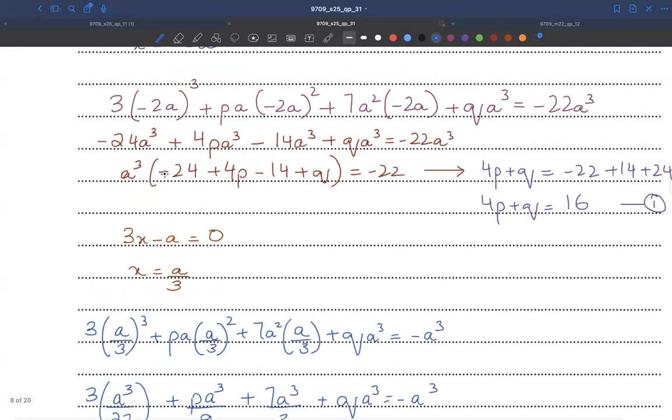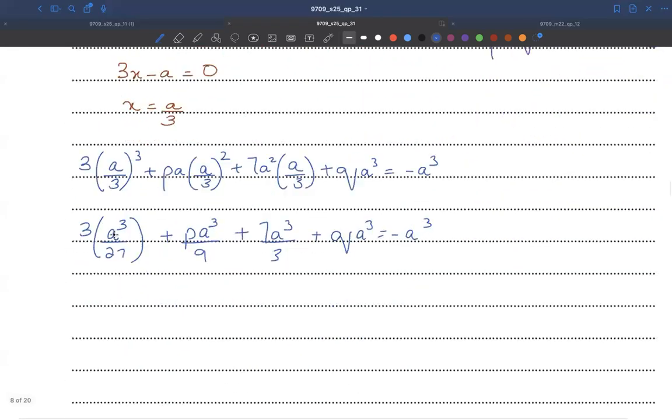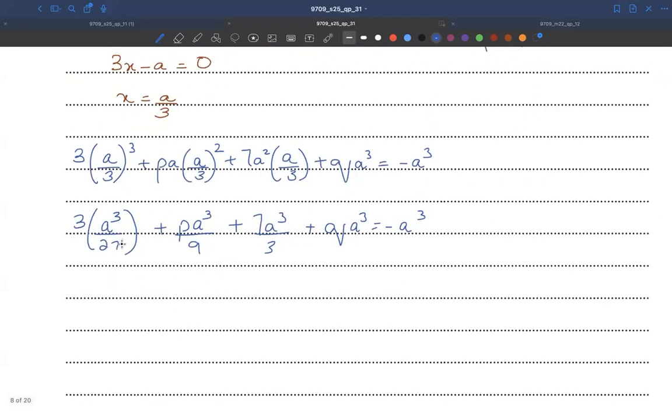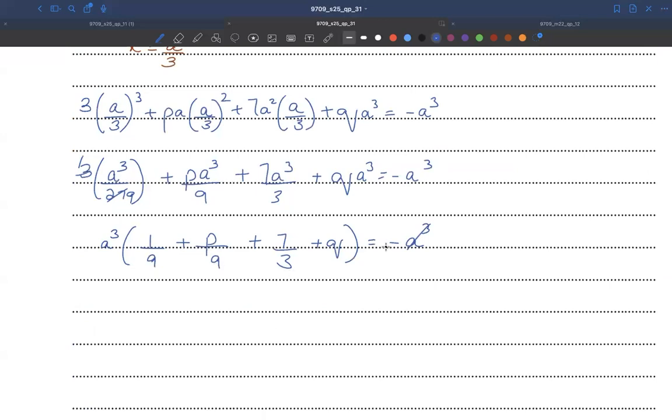Now, just for clarity, we had a cube over here as well, so it cancelled out on both sides. So similarly over here, if we take a cube common out, we can first simplify this as well. So this will become upon 9. If we take a cube common out over here, we'll get 1 upon 9 plus p upon 9 plus 7 upon 3 plus q, and that would equal, if you have minus a cube over here, it will cancel out and it will equal minus 1. So we'll get 1 upon 9 plus p upon 9 plus 7 upon 3 plus q equals minus 1.